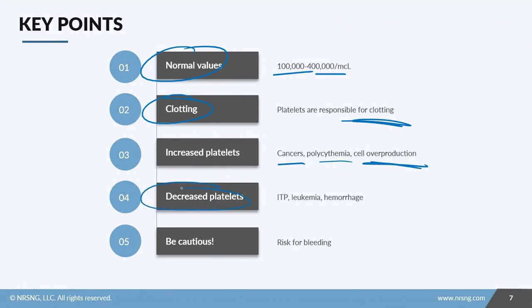If a patient has decreased platelets, this is much more concerning because they're going to be at risk for bleeding, but causes of this are going to be ITP, leukemia, and possible hemorrhage. If your patient does have these decreased values, make sure that they understand that they are at risk for bleeding so that they know when to come to the emergency room if they have some sort of injury that won't stop bleeding, and make sure you go over any medications that could cause bleeding issues.